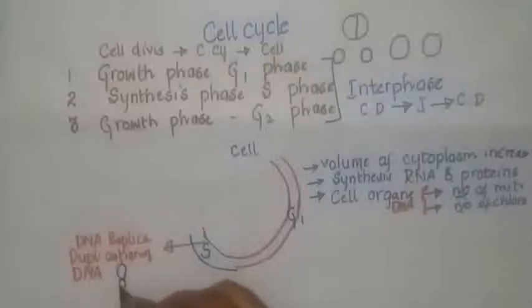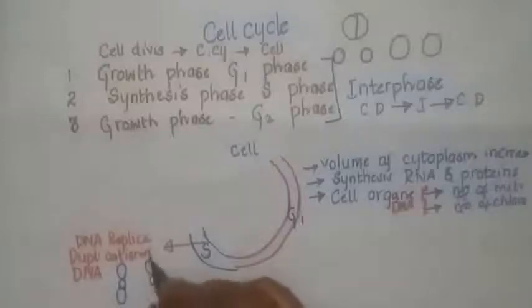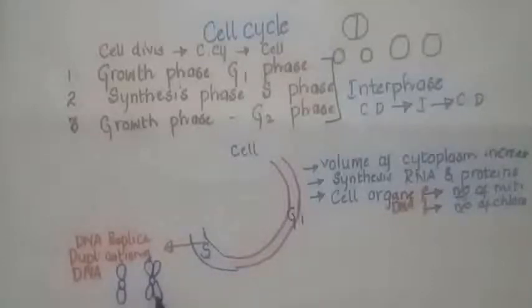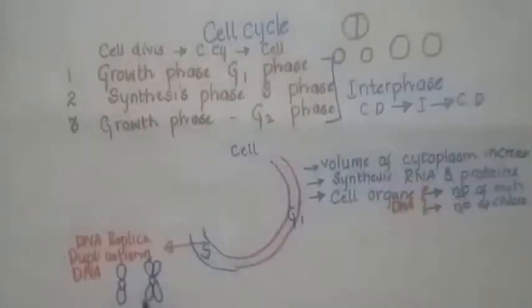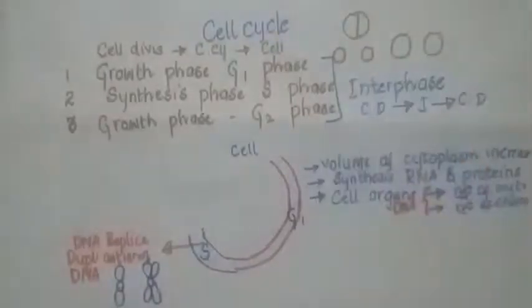a chromosome having 2 chromatids changes into a chromosome having 4 chromatids. So this is a duplicated chromosome having 4 chromatids. This is a chromosome with 2 chromatids. So this doubling, or duplication of DNA, occurs in the synthesis phase, and this duplication should occur so that the newly formed cells will receive the same number of chromosomes as the parent cell.